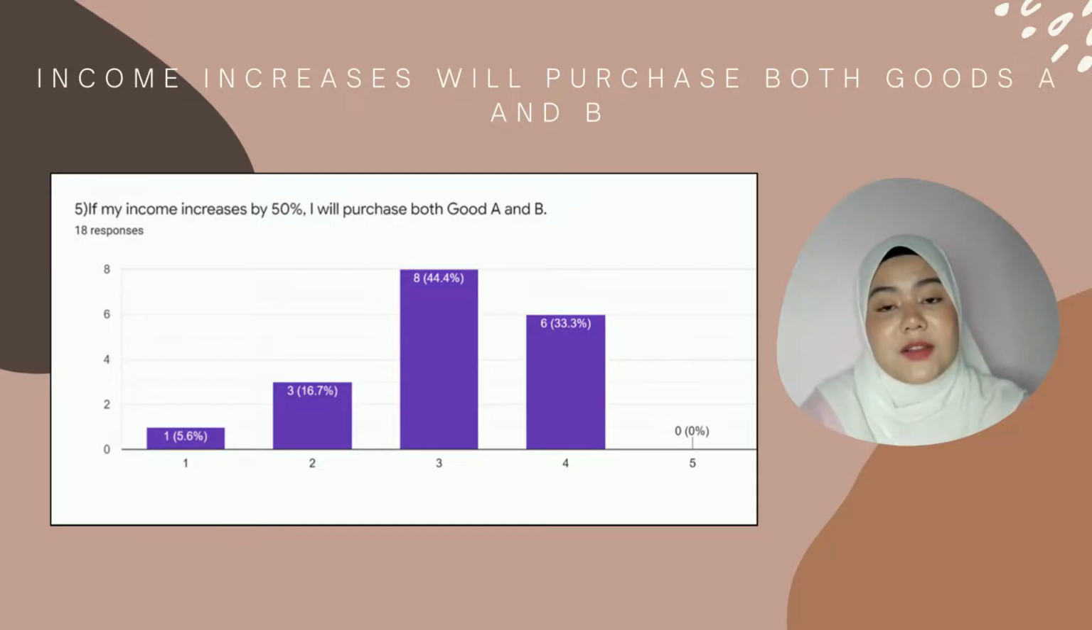Respondents chose strongly disagree, disagree, moderate, and agree. The highest number of respondents was shown in moderate, which was 8 respondents, or equivalent to 44.4%. In addition, the second highest scale is agree, with a total of 6 respondents, or the equivalent of 33.3%. And the lowest scale is strongly disagree, which is only 1 respondent, or the equivalent of 5.6%. It may occur because the respondent has no taste for both items and prioritizes his or her wants or needs over the other items.